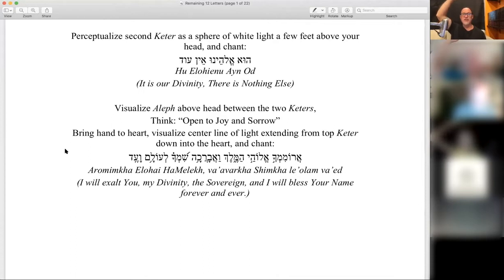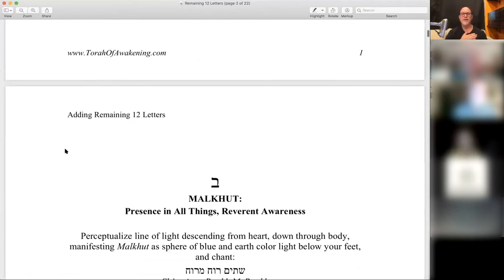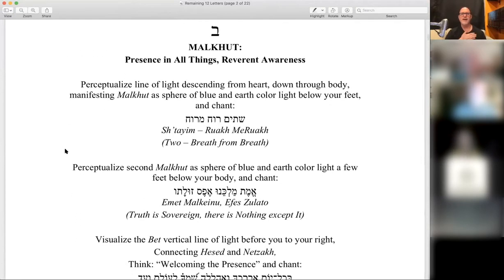This is Aleph, bringing the line of Aleph, the line of light, down from the top Keter to your heart. Aromimcha Elohai Melech v'avarecha shimcha leolam va'ed. And seeing that light descend to your feet, manifesting as Malchut, sphere of blues and earth colors, the immanence, the divine reality of oneness that is present in all things. Shtayim.